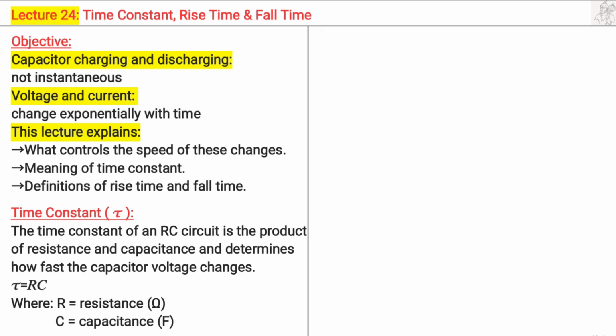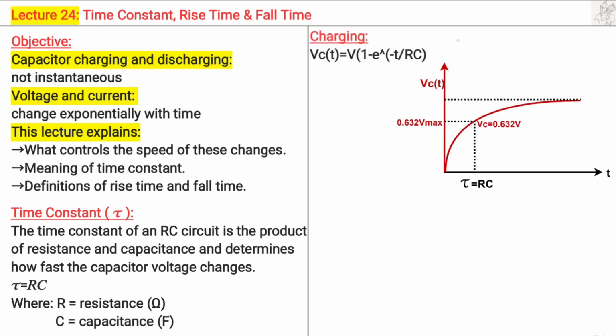For an RC circuit, time constant is simply R into C, that is resistance value in ohms into capacitance value in farads. So we know that the capacitor voltage charging equation is simply Vc is equal to V into 1 minus e raised to power minus t by RC. The final value of this equation comes when t is very large, almost infinite. So Vc becomes equal to V into 1 minus e raised to power minus infinity, which is simply V into 1 minus 0, which is V.